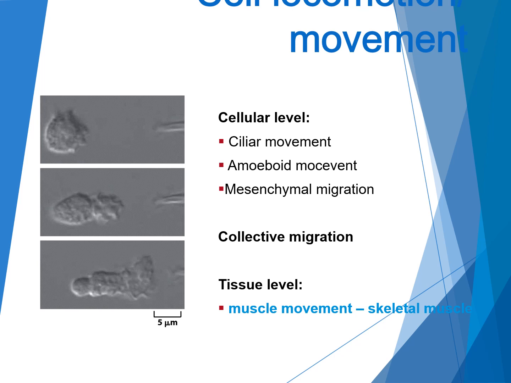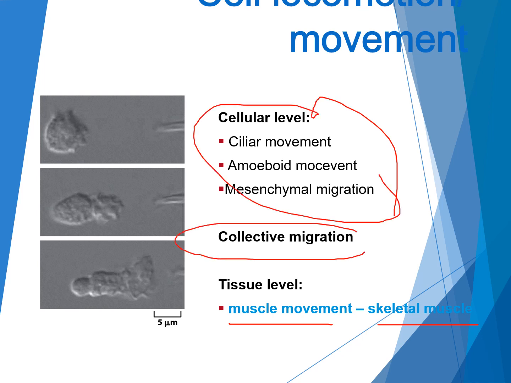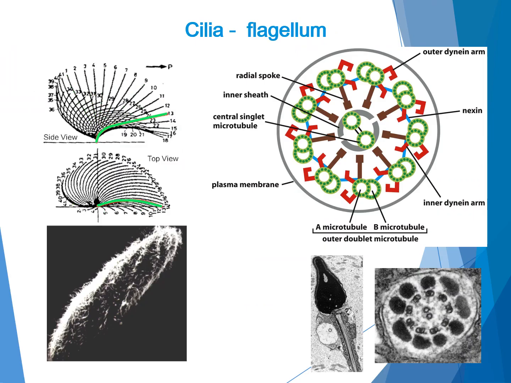This slide shows you the muscle movement at the tissue level, skeletal muscle. For example, how the cytoskeleton works at the cellular level, or the collective migration, which means the cells move, not the intracellular movement of the cell.